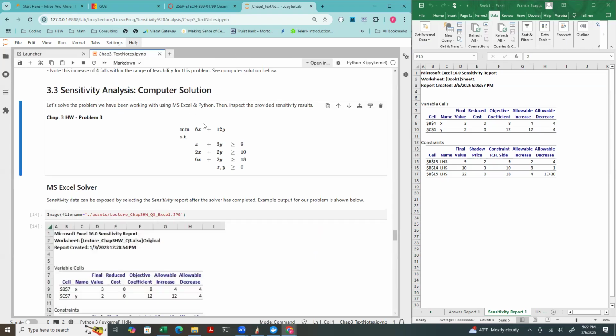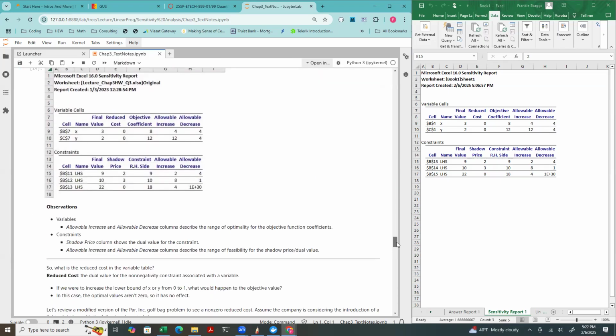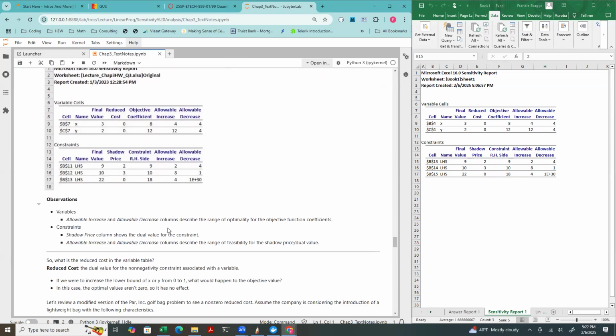Okay, so with that being said, let's go ahead and talk a little bit about reduced cost, I believe. But first, let's make sure we cover all the notes. Yeah, we'll get right there. All right, so next is reduced cost.